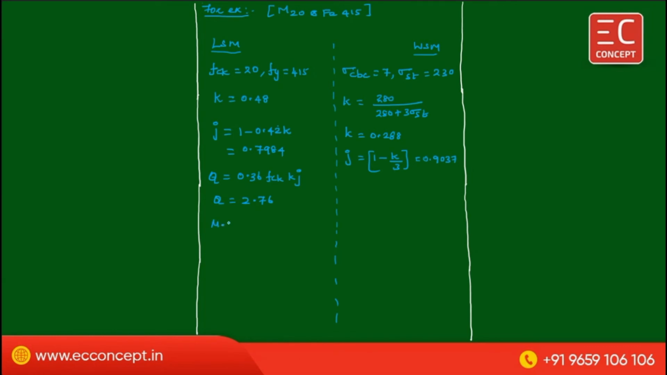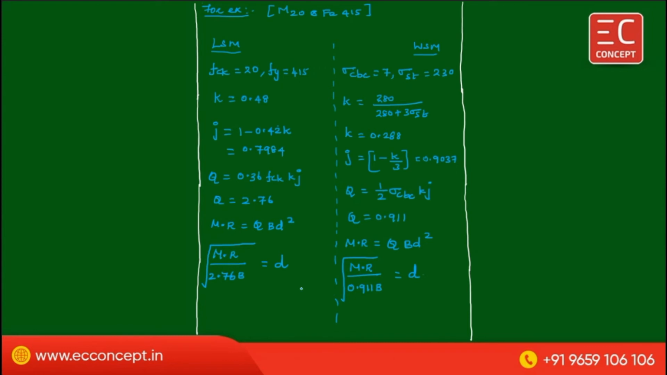2.76 fck. Now what is the moment of resistance? Q b d square. Now moment of resistance divided by Q, 2.76 into breadth, square root, which is equal to d. Understood? So d is equal to this value. At the same time, in the working stress method, Q is equal to 1 by 2 sigma cbc kj. Okay, so after substituting, you will get 0.911 b. Then moment of resistance in the working stress method is Q b d square, same. Now moment of resistance divided by 0.911 b, square root, which is equal to d.